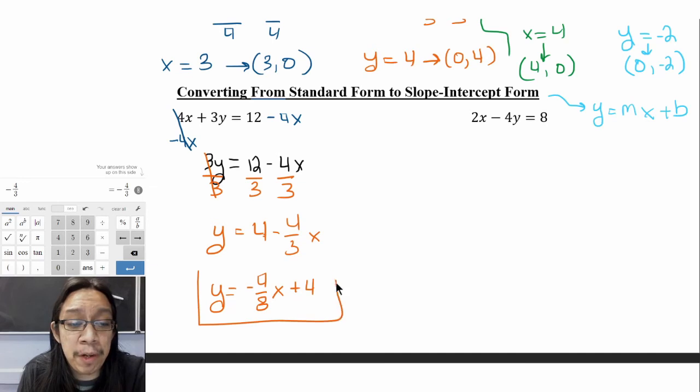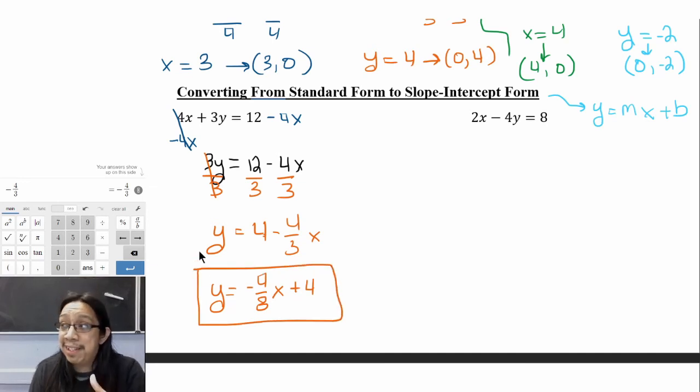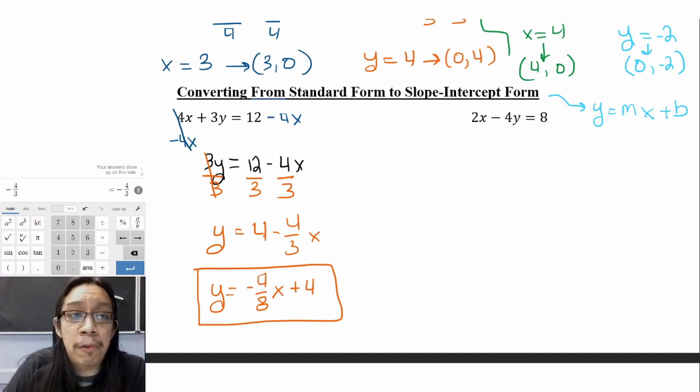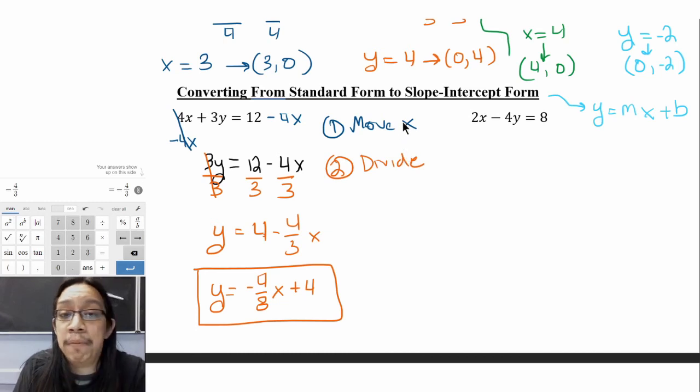But just to give you an FYI, even if the order is out of order, it's different, it's still going to be slope-intercept form because at the end of the day, y is completely by itself. So let's recall what these steps were. Step 1, more or less, is that we want to move x. And then step 2 is that we want to end up dividing whatever is left over in front of y. These are the two steps we always have to perform whenever we're planning on converting standard form into slope-intercept form.